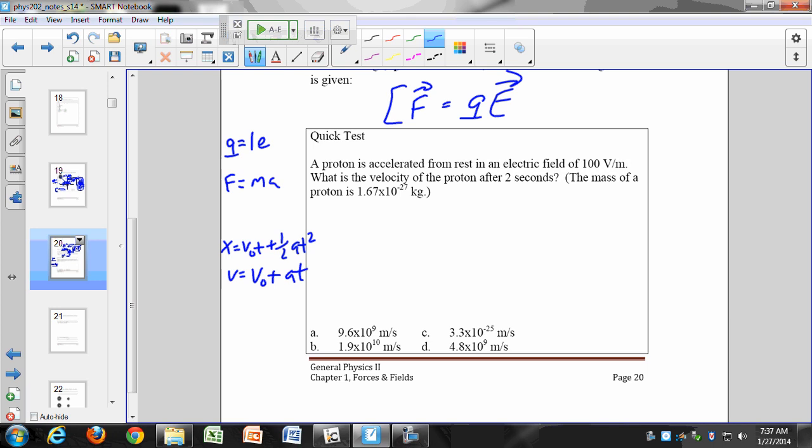So try this out. I have a charge in an electric field, and I just want to know what is the velocity after 2 seconds. This proton after 2 seconds. And I give you the mass of the proton here.